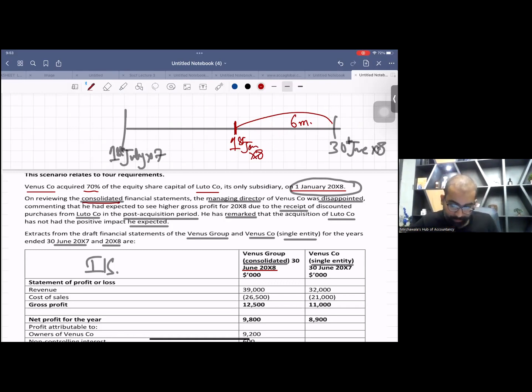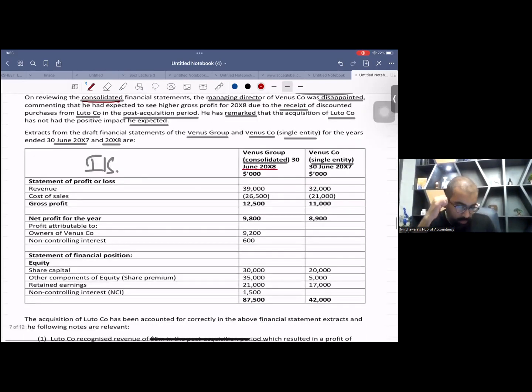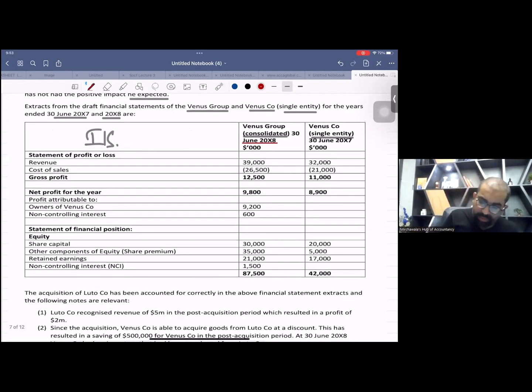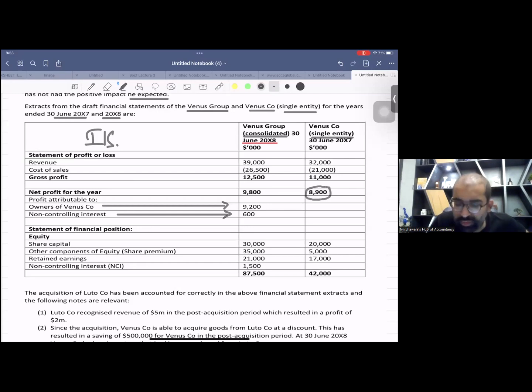Now, next, have a look. In the end, they have given you the breakup as well: profit attributable to equity owners of P company and NCI. Now, one thing I would like to highlight. Last year, when parent company was alone, the final profit was 8,900. And now the share of the parent company's shareholders is only 9,200.